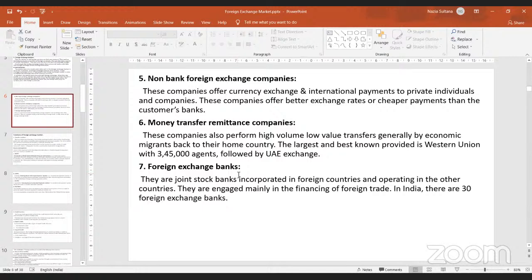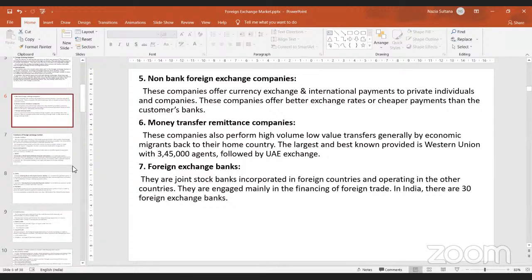Then you have the foreign exchange banks. These are basically joint stock banks which are there in foreign countries, and these banks operate in other countries. Their duty is only to do financing of foreign trade. They will not undertake any activity other than foreign trade, like how you have an apex bank called Exim Bank in India. So the Export Import Bank takes care of financing exports and imports. Like that, you have around 30 foreign exchange banks in India, all of them controlled by the Exim Bank, which becomes the apex body in the foreign exchange scenario. So you have these as some of the players.